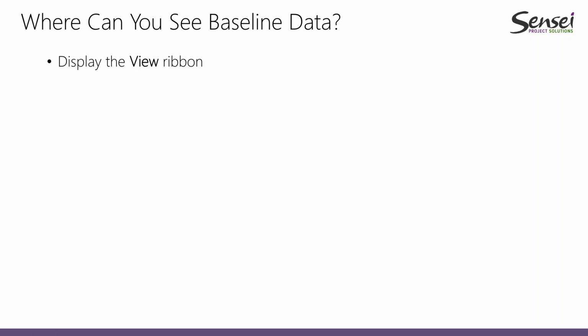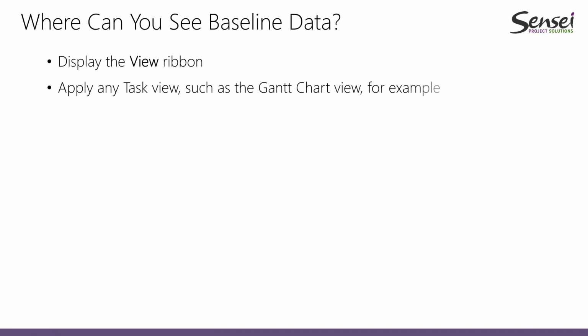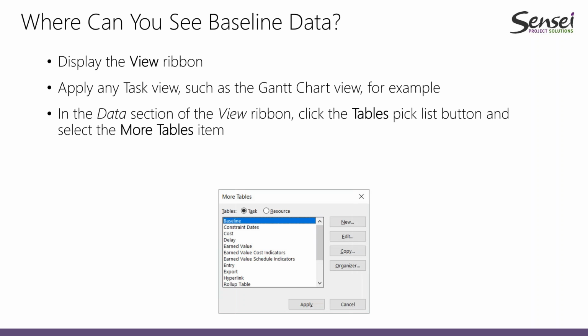As soon as you have defined or saved a baseline, what you can do to see the information that has been saved is display the View ribbon, and then you can see any task view such as the Gantt chart, for example, and then you have a table in there that is called baseline. So let me show you how we can see it.